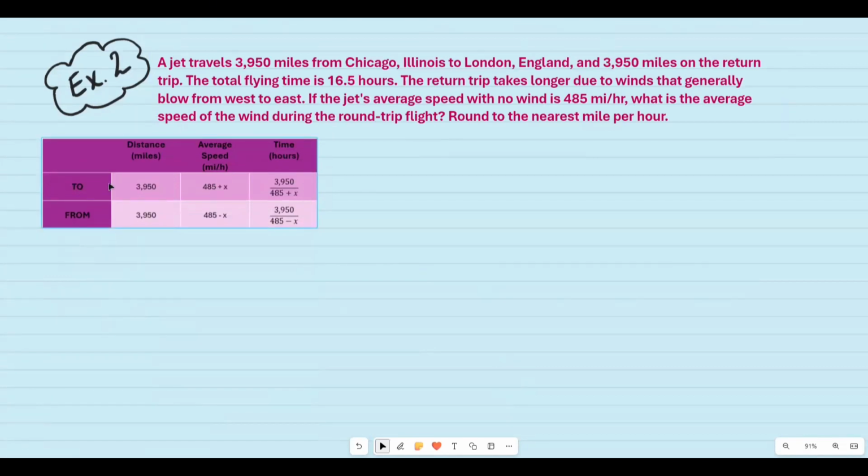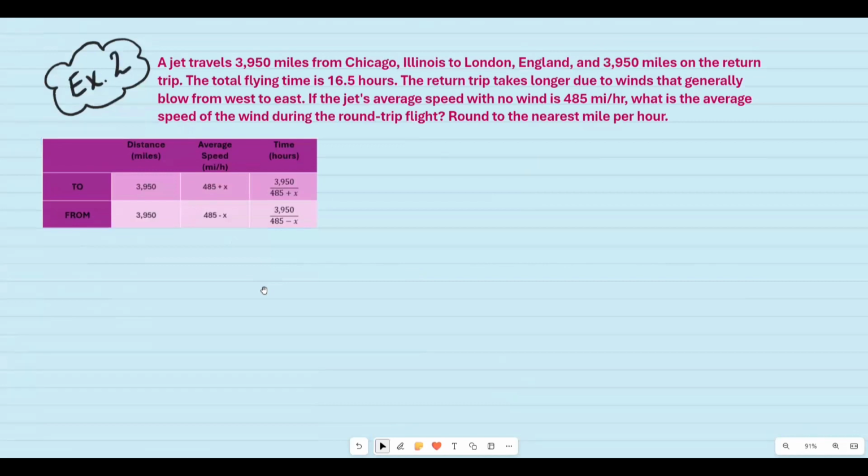So we're told the distance going to and from is 3,950. So that's where this first column comes from. And then here we're told the average speed is 485 miles per hour, but going to, there was no wind. And then coming from, there was wind. So that's why we have one that's a plus and one that's a minus our variable x.